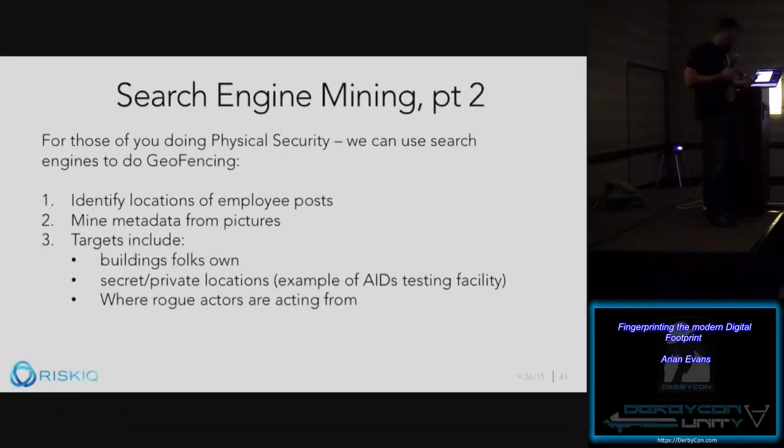The other piece that we're seeing search engine mining used for today is physical security: you can extract a lot of geofencing or geolocation out of the metadata from pictures and identify locations. The reason that one's actually interesting from a pen test, I'll give you a concrete example. We're doing a pen test on an org, and their most interesting and sensitive federally regulated information is that they did a lot of AIDS testing.